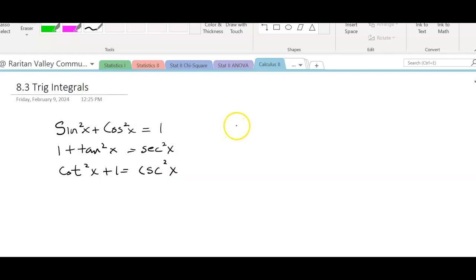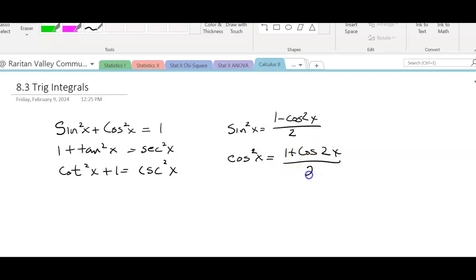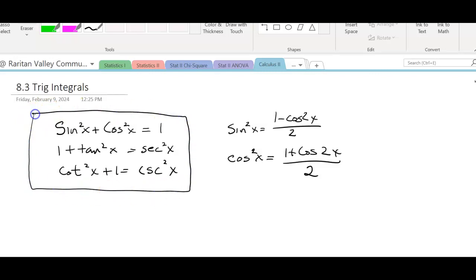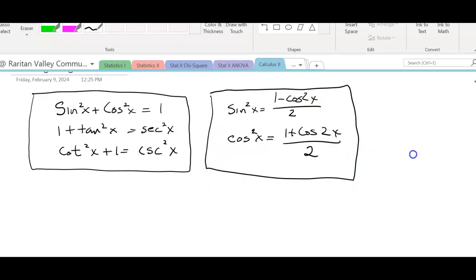The other, we do these like power reducing. So in other words, how can I get something squared down to something that's not squared? So take a look at sine squared x is 1 minus cosine 2x over 2, and cosine squared x equals 1 plus cosine 2x over 2. So you will want to take a look at and make sure you remember these sets of functions, and any other ones we come across along the way, we'll make sure we highlight.